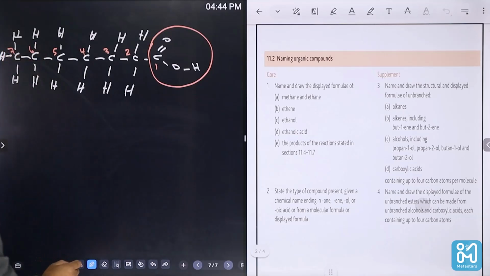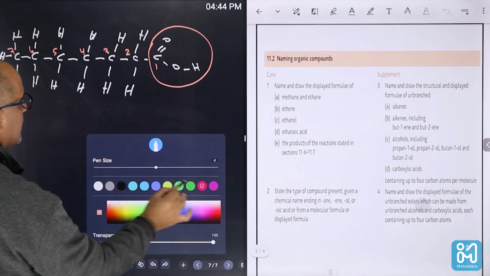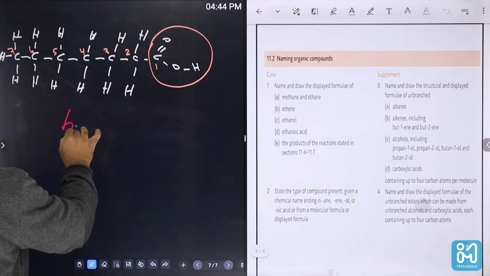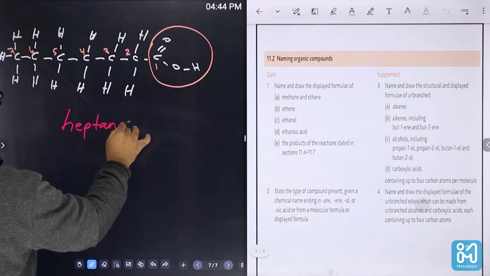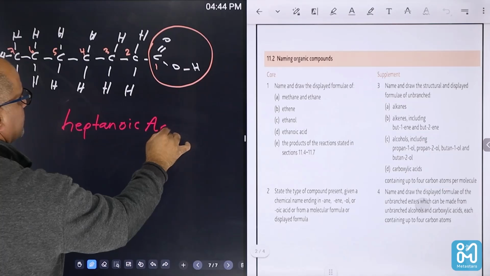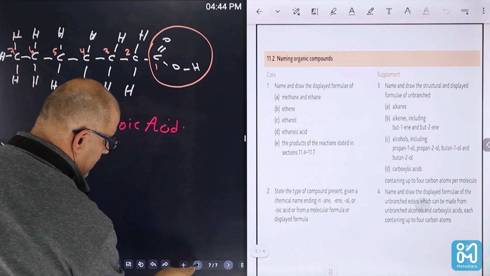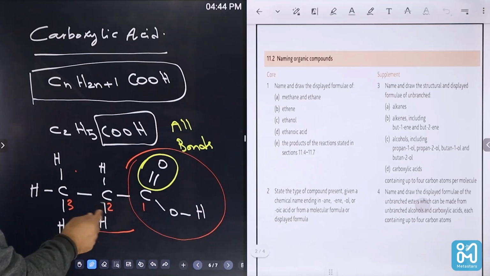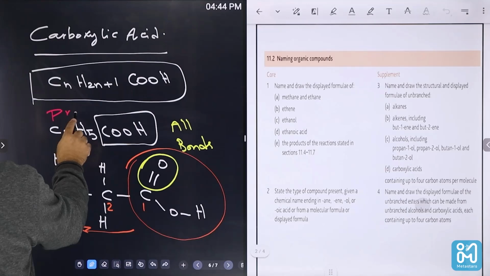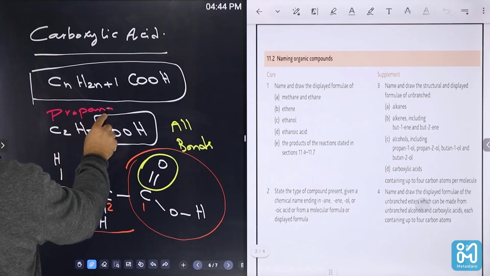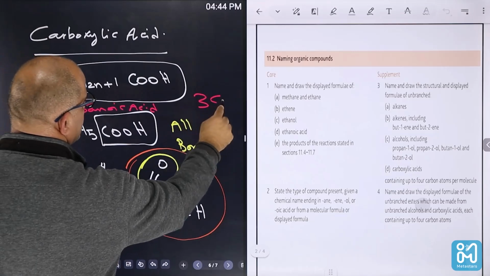So this one is named what? It's named heptanoic acid. Okay, let us return to the other acid. This one is named propanoic acid, because we have 3 carbons.